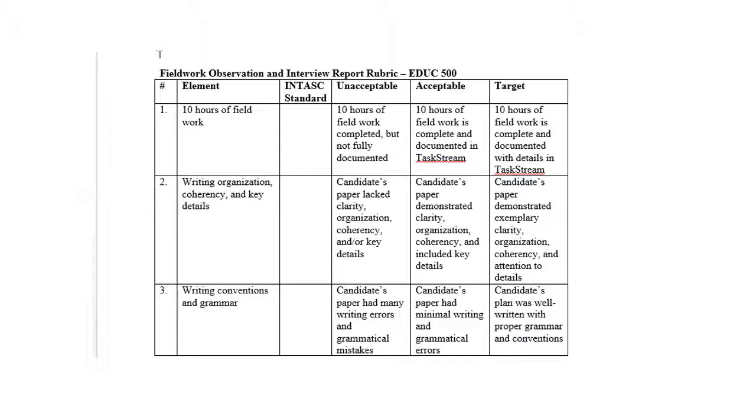For example, number 2, how is your writing? Is it organized, coherent, and does it contain key details? To score at a target or the highest level, you have to demonstrate exemplary clarity, organization, coherency, and attention to details. I encourage students, as they're writing a paper, to have the grading rubric beside them and refer to it to make sure they're covering each area sufficiently.